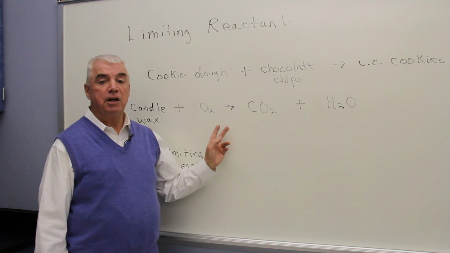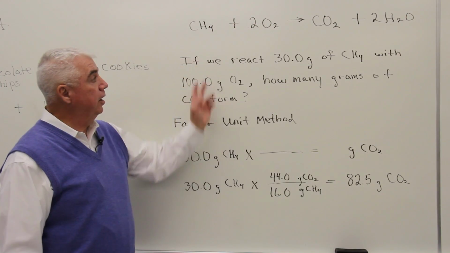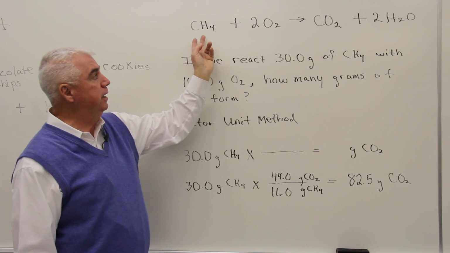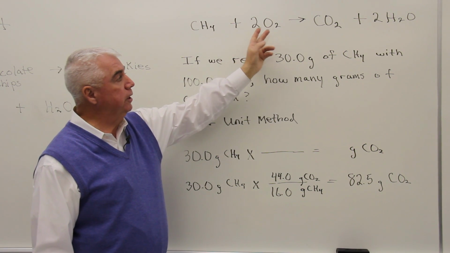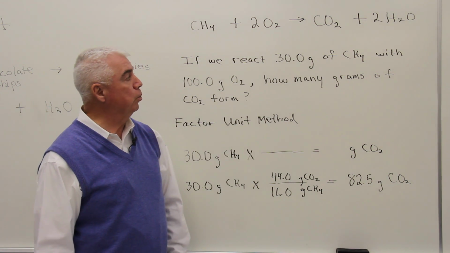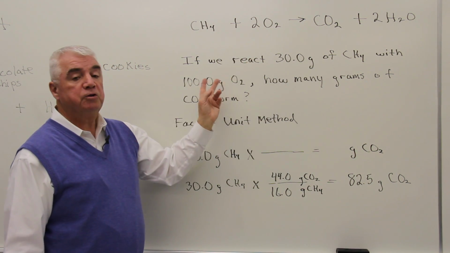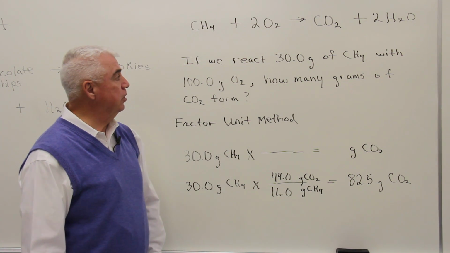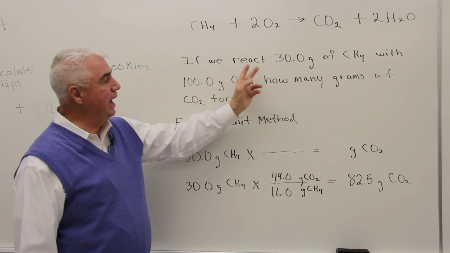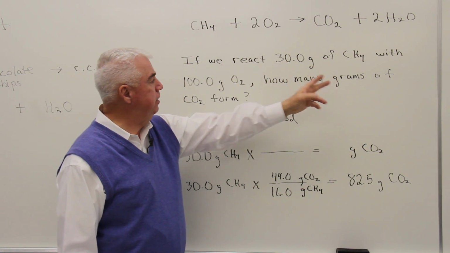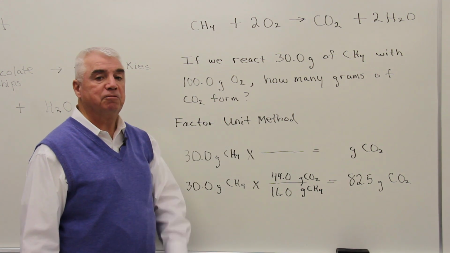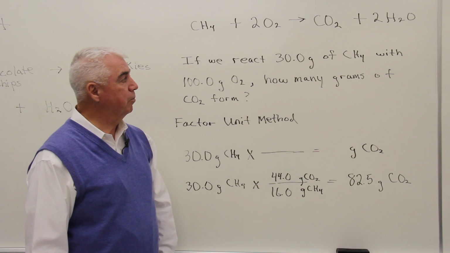Let's apply that concept to an equation. Here we have an equation representing the burning of methane combining with oxygen to form carbon dioxide and water. And here's a typical problem based upon that balanced chemical equation. If we were to react 30 grams of methane with 100 grams of oxygen, how many grams of CO2 form?